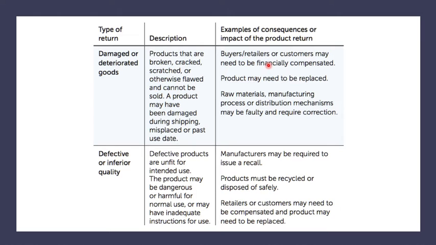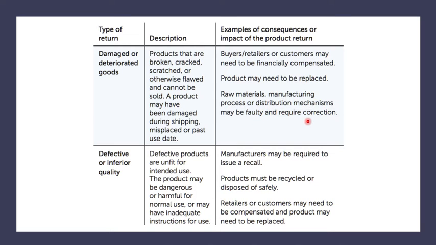and this can happen due to shipping, as mentioned here, or misplacement, or there can be a problem during packaging where they didn't check it properly, they didn't test it, so the customer receives a damaged product and then gets financially compensated. Product needing to be replaced can be an option also. Raw material, manufacturing process or distribution mechanism may be faulty and require correction.